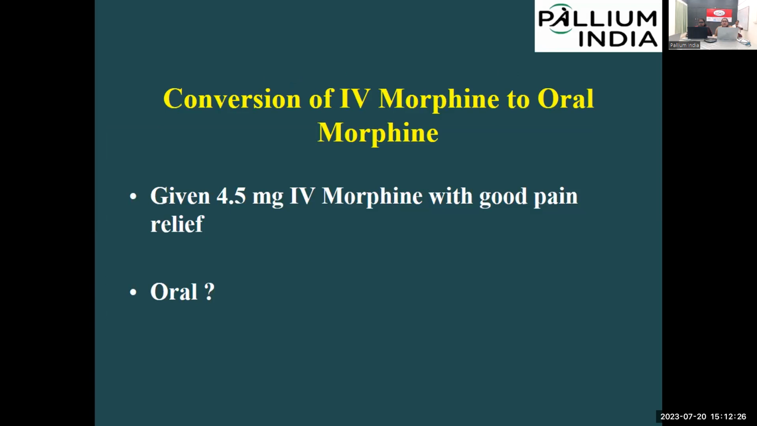As I have already said, the 4.5 milligram of intravenous morphine has given the patient satisfactory pain relief. So how do we do the conversion to oral? Usually after the morphine IV titration, a 1:1 conversion is done. So for a patient who had satisfactory pain relief with 4.5 milligram of intravenous morphine, we send the patient back on 5 milligram of oral morphine.